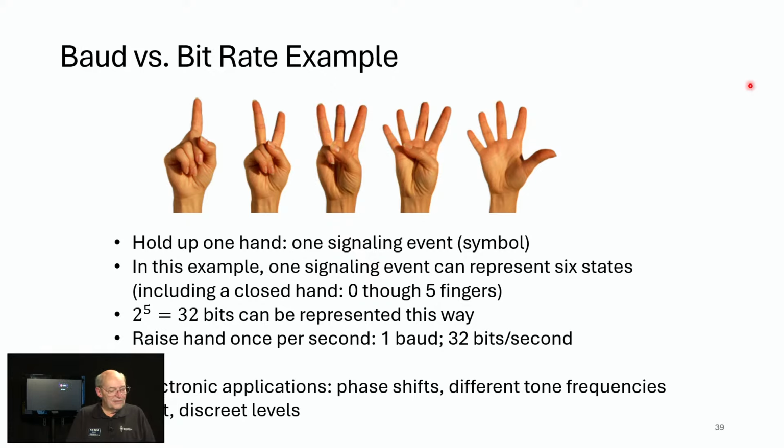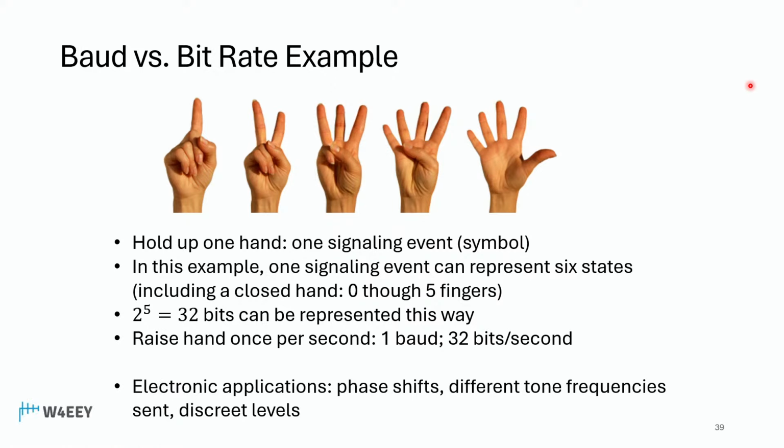So here's an example of baud versus bit rate. We're going to pretend that we are at a party and it's very noisy, and they're serving food at that party, and we want to communicate with somebody on the other side of the room. It's noisy, so we can't really shout and get our message over. So let's say that we hold up one hand. Let's call that one signaling event, or a symbol. In this example, one signaling event can represent 6 states. We've got 5 fingers and a closed fist.